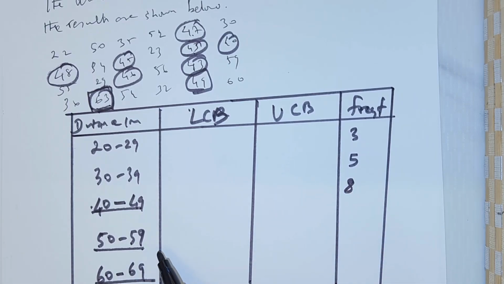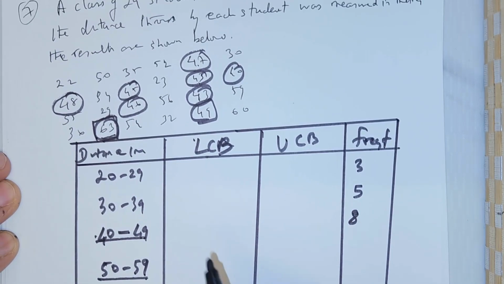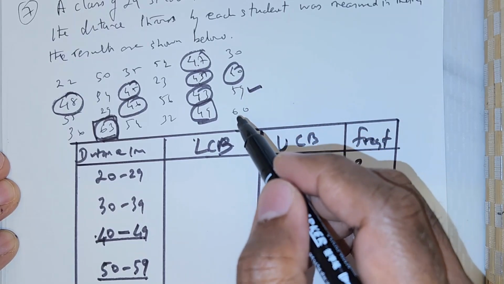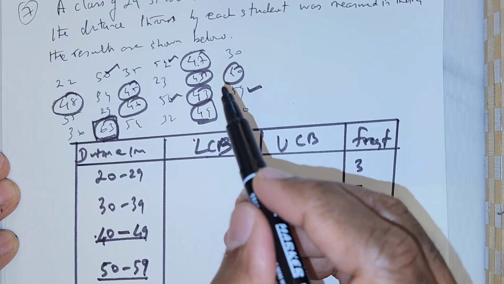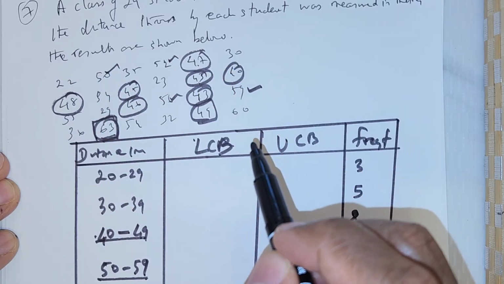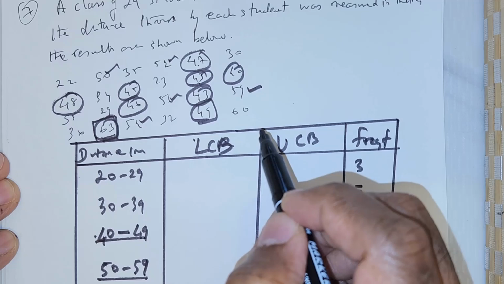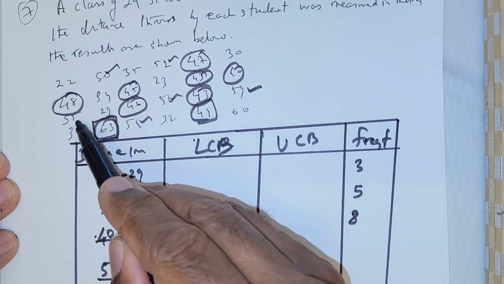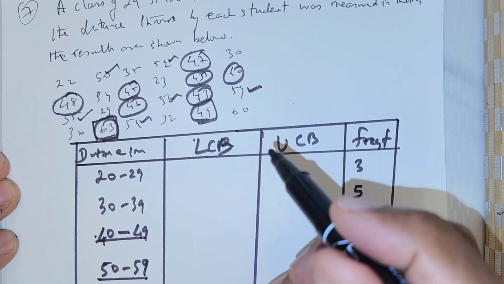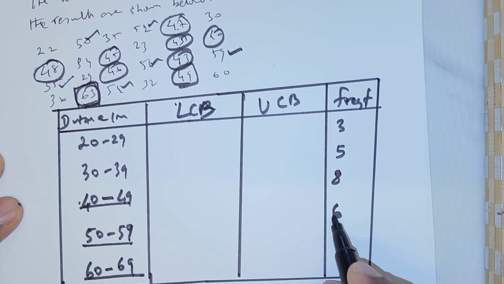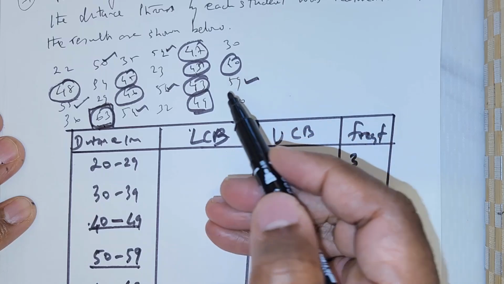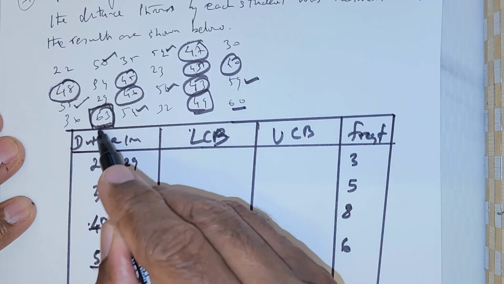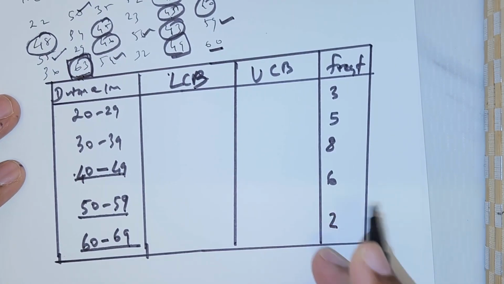Next 50 to 59. So you will have to again locate the count for 50 to 59. So you got 1 there, 2, 3, 4, and 5. Anything you see here? There's one hiding here. 6. So 6 entries are there. You have to write the 6 entries. 60 to 69. Clearly, I know there are only 2 entries. So this and this. So this is the frequency.